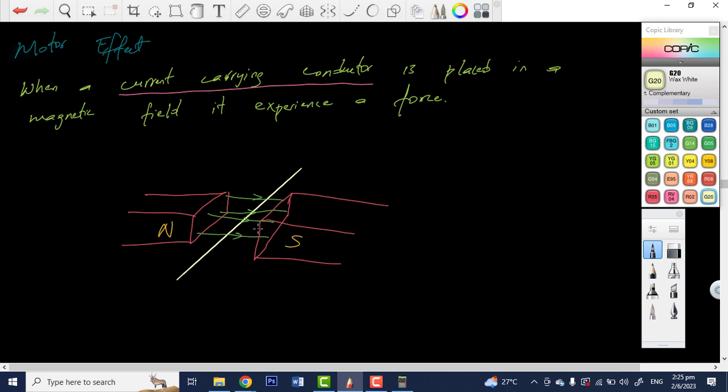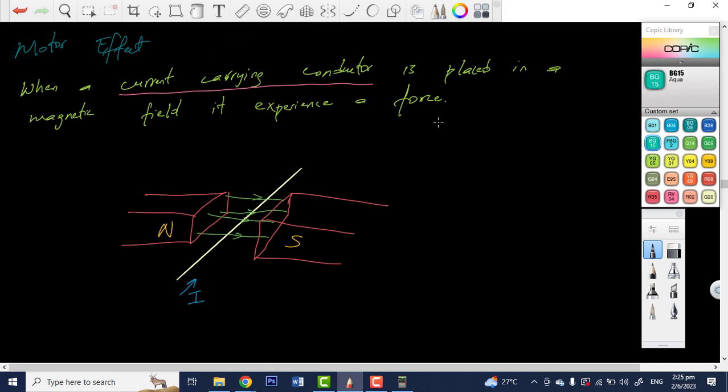Would you want the current to be going into the page, or out of the page? Somebody select one. Into or out of? Into. Alright, so the conductor is carrying the current into the page. So the current is going in this direction. So this is the direction of the current.